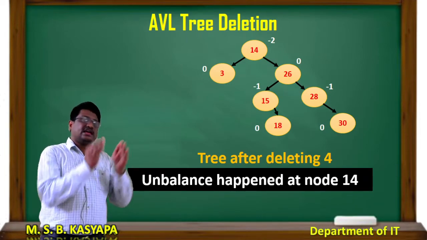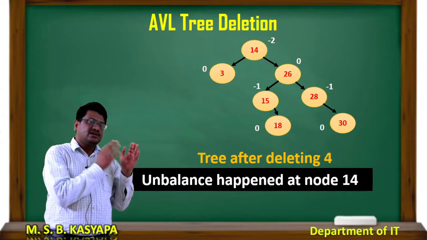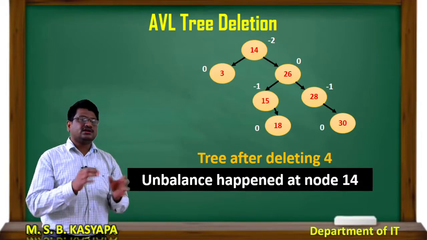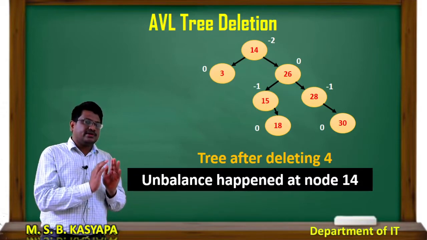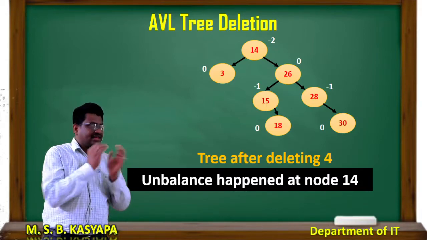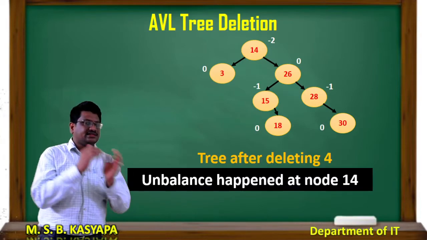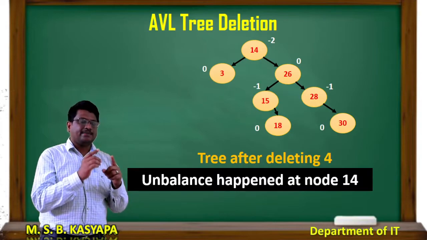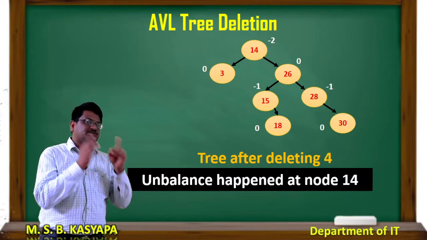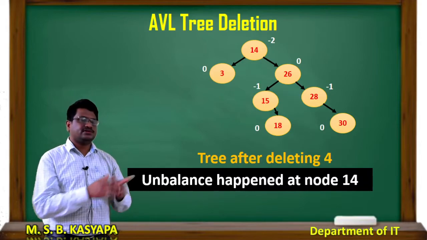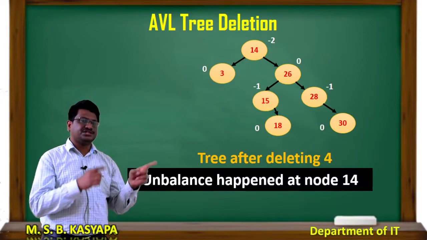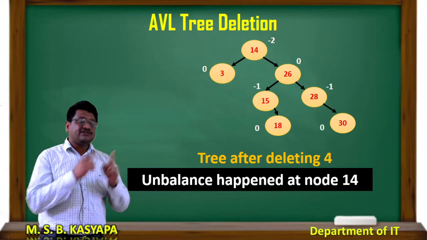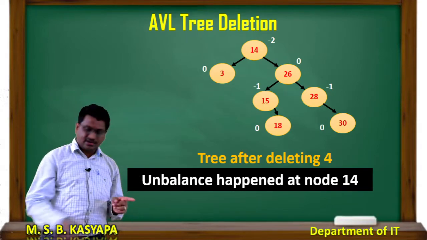So that means if I have deleted an element from the left side, I have to check the right side, so RR or RL rotations I have to do. I have deleted an element at the right side of 3, but the balance factor imbalance happened at 14. So with respect to 14, I have to consider the deletion child. With respect to 14, the 4 is the left child, so I have deleted an element from the left side.